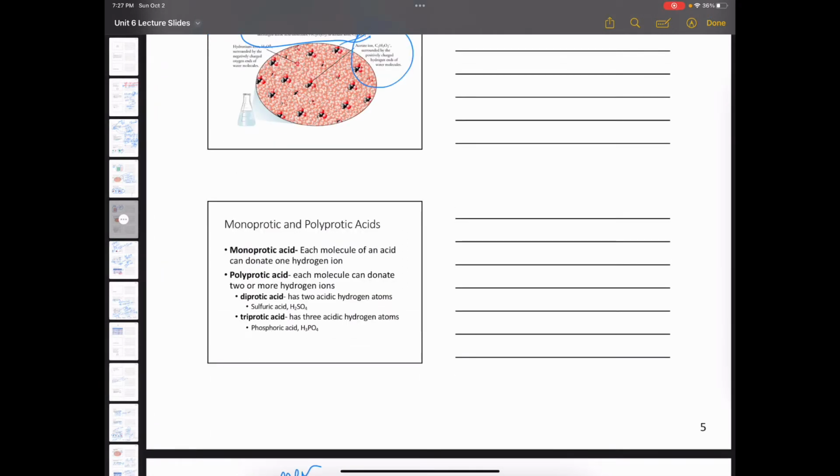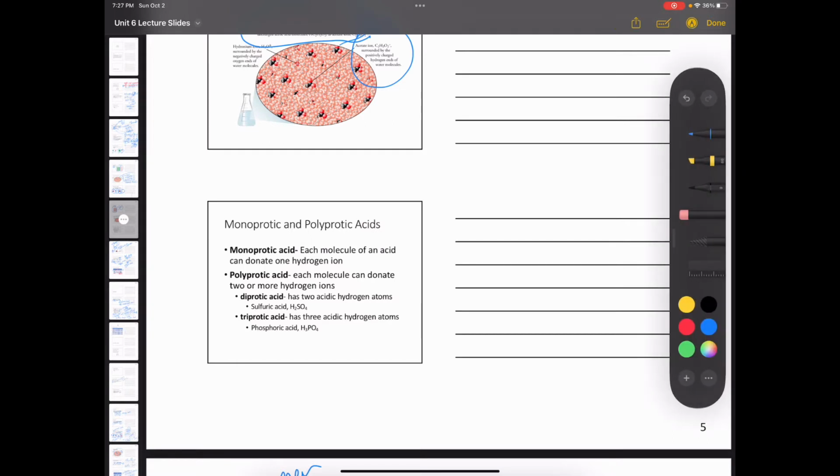Now, acids are also identified based on the number of protons. For example, we have monoprotic acids, which are acids that have only a single proton within their structure, and polyprotic acids, which include multiple protons within their structure. All the binary acids are monoprotic, like HCl, for example. The reason is that there is only a single hydrogen atom here, so only a single proton is getting generated. In a monoprotic acid, each molecule can donate one hydrogen ion.